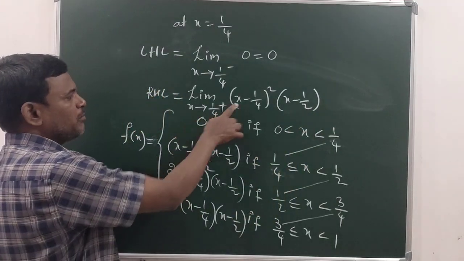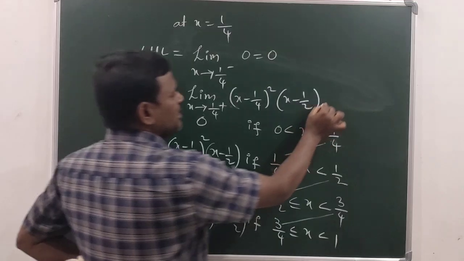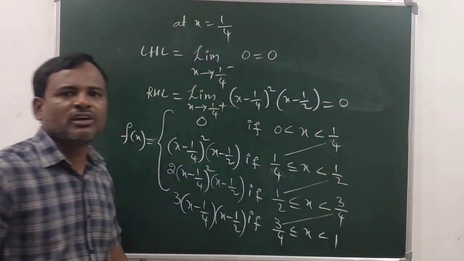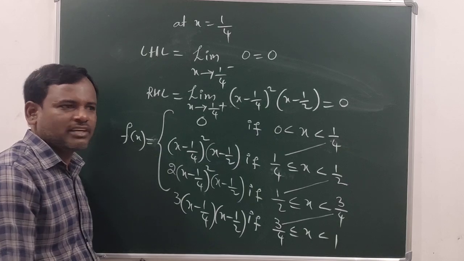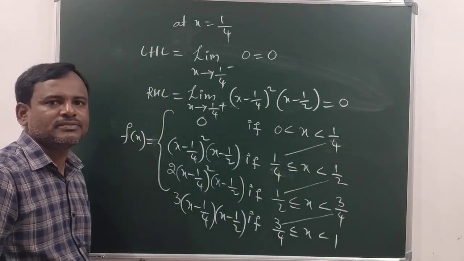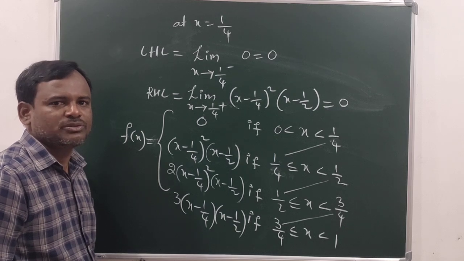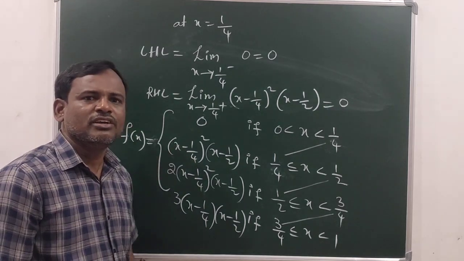Now if you write this 1 by 4 in the place of x, it is going to be 0. 0 into something, 0. Now left hand limit is 0, right hand limit is 0. Hence at x equal to 1 by 4, this function is continuous. Okay students?